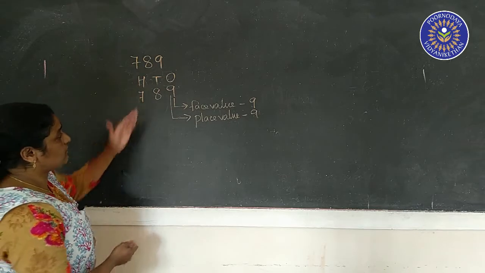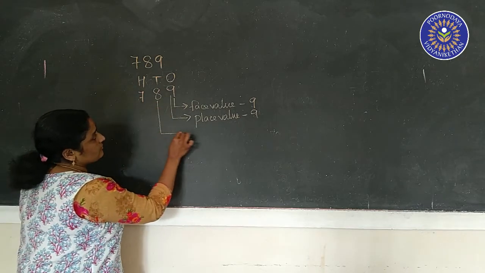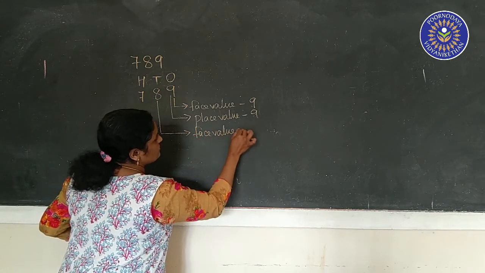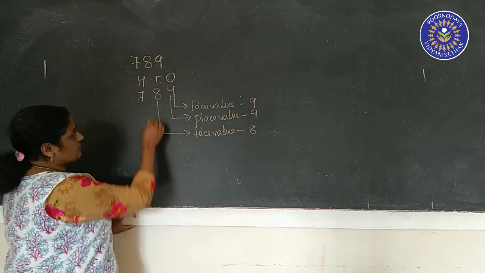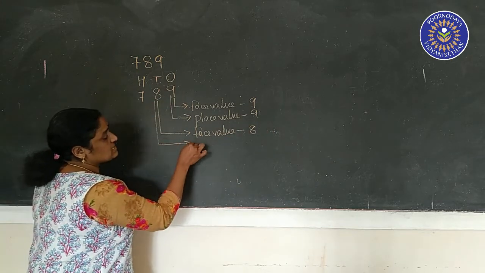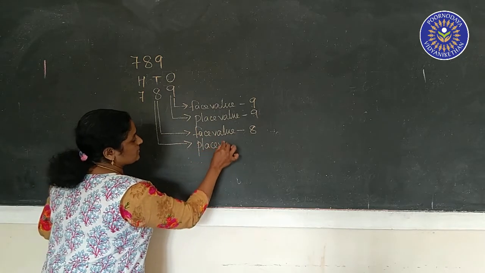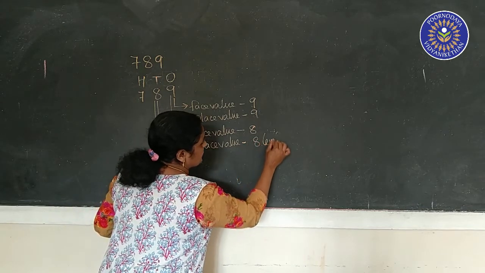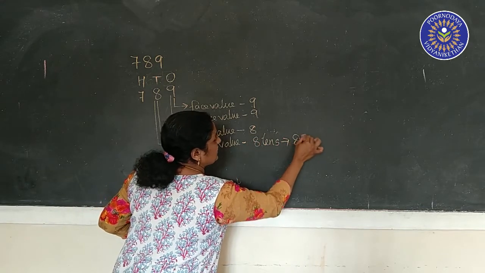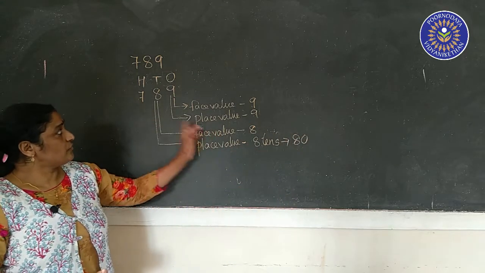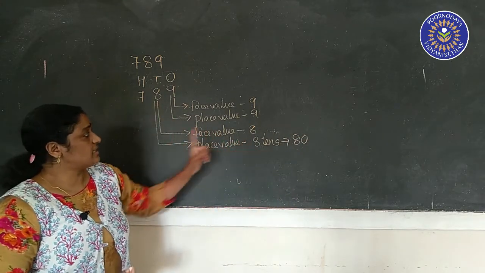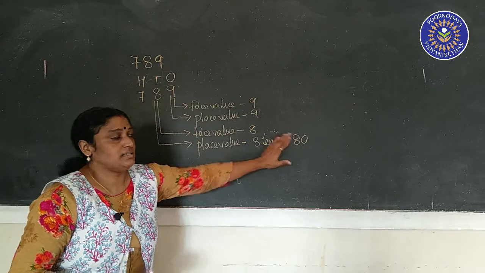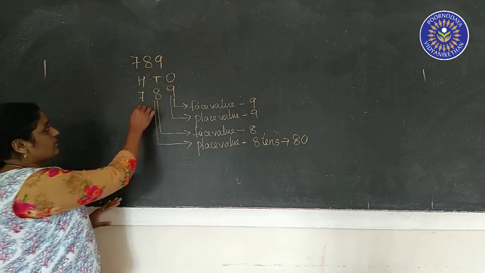Then next tens place. In tens place, what's the face value of 8? Face value of 8 is 8 itself. Then what is the place value? Place value is 8 tens. 8 tens means 80. The face value of 8 is 8 itself. The place value of 8 is 8 tens. 8 tens means 80.